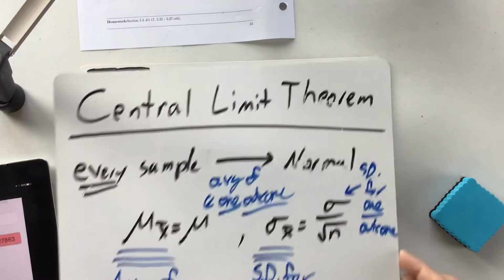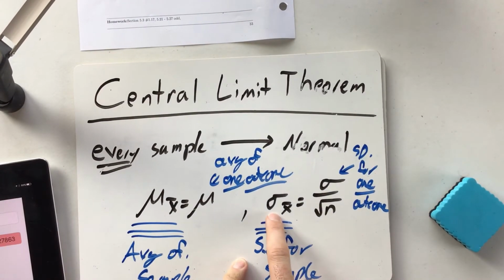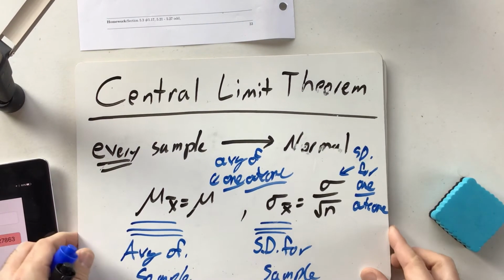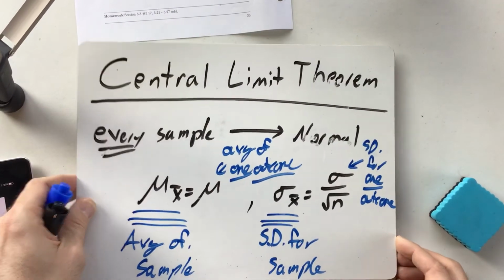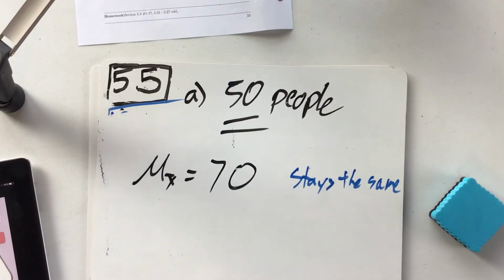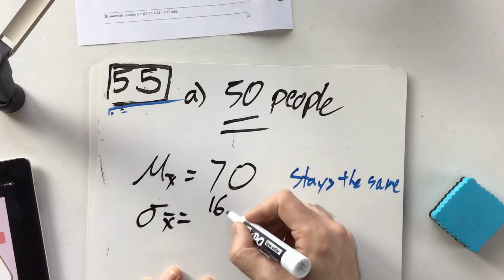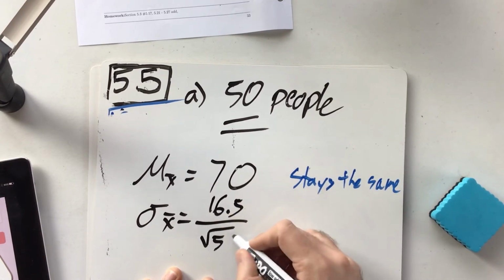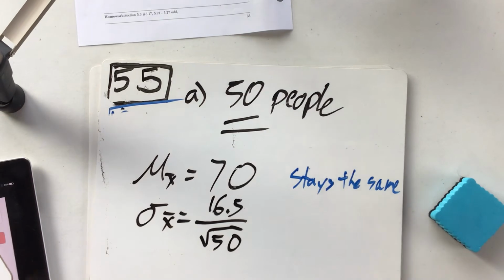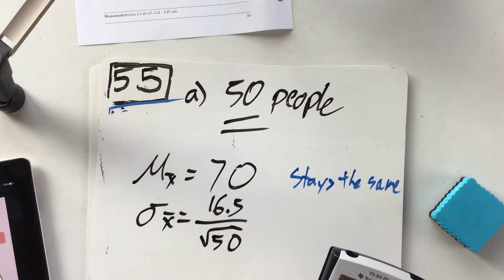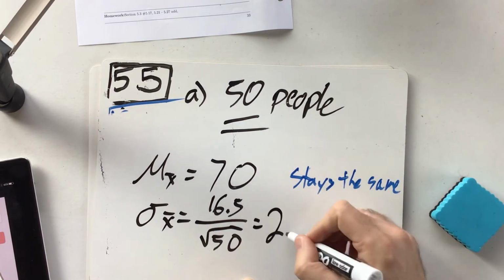However, what happens to our standard deviation? Our standard deviation doesn't stay the same anymore. Our standard deviation is now divided by the square root of n. So our standard deviation is no longer 16.5. Our standard deviation has become smaller. So our standard deviation is 16.5 divided by the square root of 50. And so now I'm gonna type that in my calculator, and we'll go 16.5 divided by the square root of 50, and we get 2.33 is what that new standard deviation is.